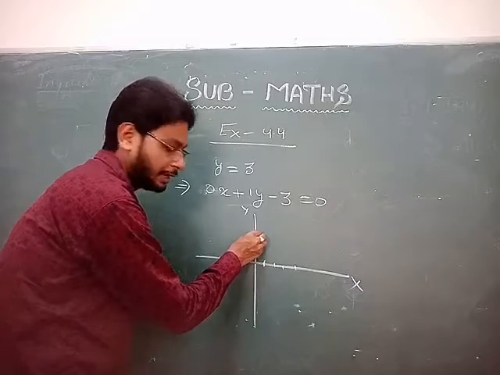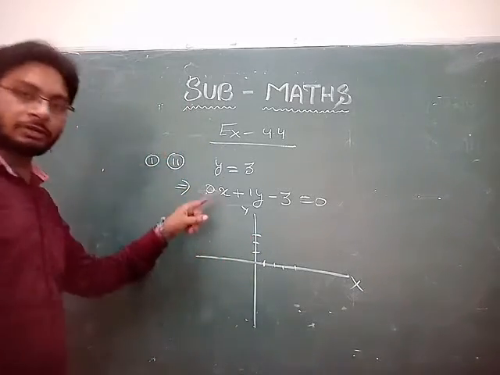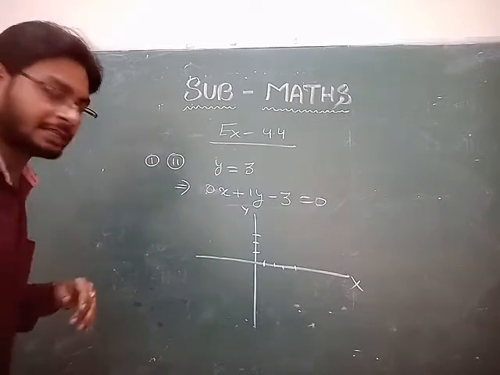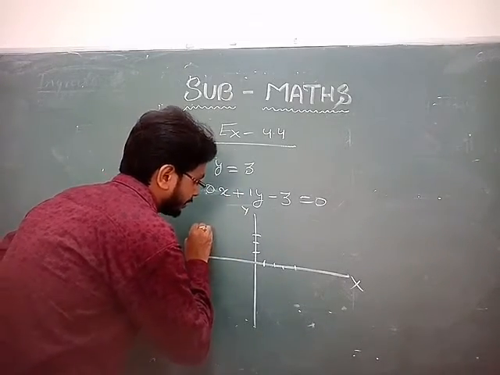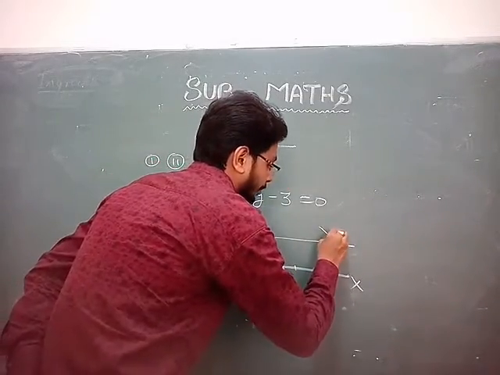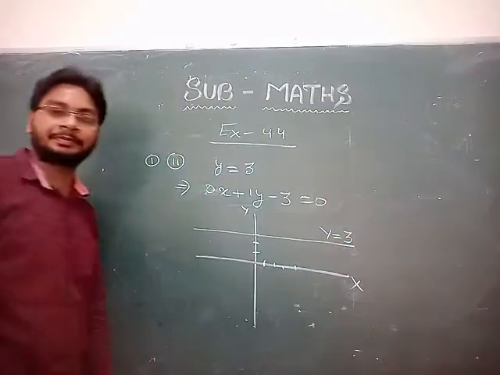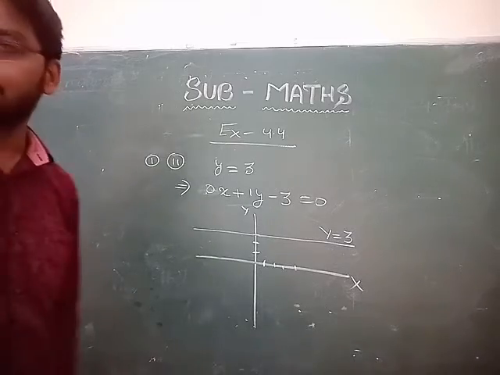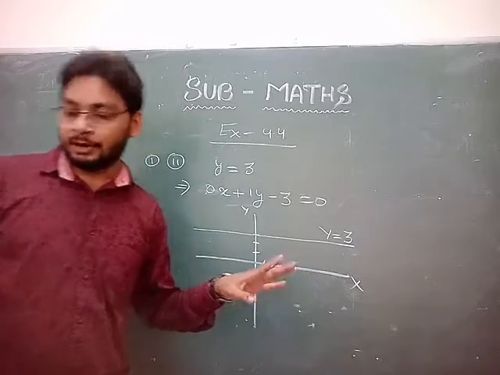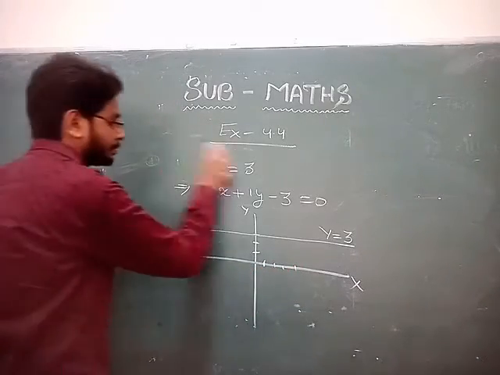ये है y equal to 3 और यहाँ पे आप कौन सा कोऑर्डिनेट 0 है? x वाला 0 है, इसलिए किसके पैरेलल लाइन जाएगी? x एक्सिस के पैरेलल जाएगी. Like this. That is the equation of y is equal to 3. Very easy. Okay, understand? Now question number second.